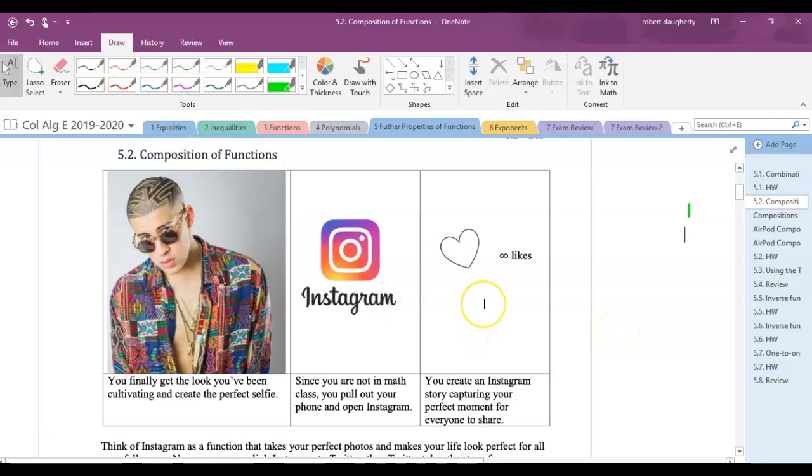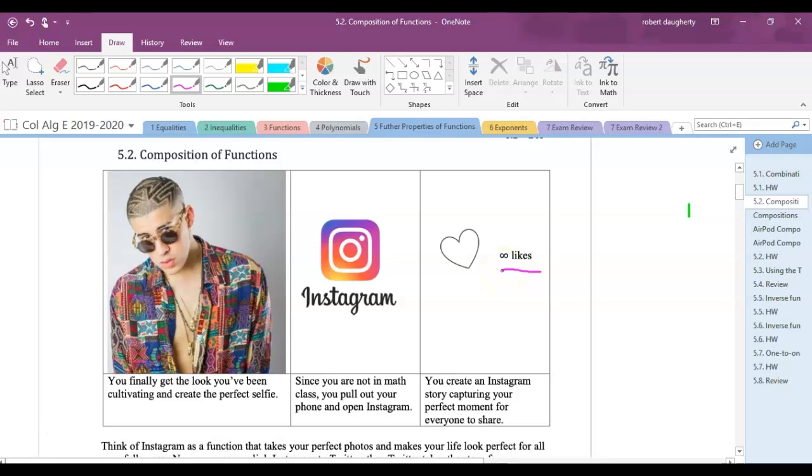So we will see. I'm not sure if this analogy helps, but let's go through it. You have crafted the perfect look. You took out your cell phone while you were not in math class. You took up Instagram. You created a story.